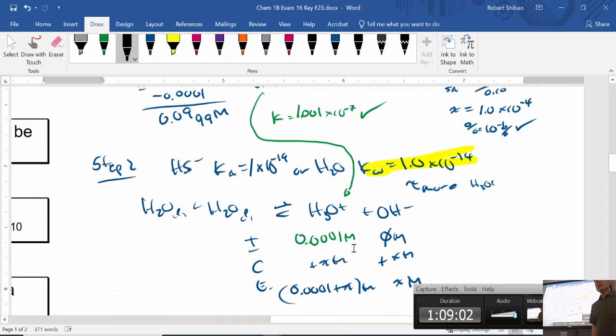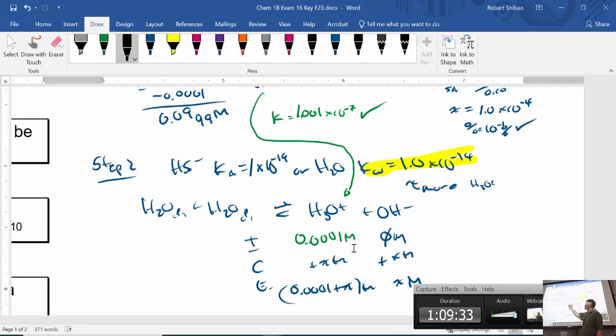The problem is this. Most people did step 2 as Ka2. If I look at Ka2, Ka2 is 10 to the minus 19. So step 2 is either HS minus or water. When I look at water, the Kw, which is equal to Ka, which is equal to Kb, is 10 to the minus 14. Which is bigger? 10 to the minus 19 or 10 to the minus 14? 10 to the minus 14 is 100,000 times bigger.